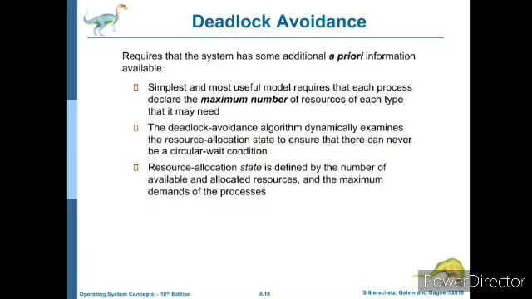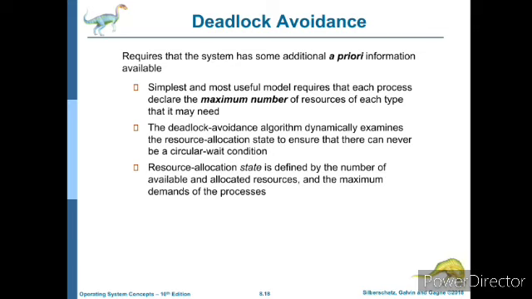Let's start with the topic deadlock avoidance. Deadlock avoidance is mainly used to avoid deadlocks, to ensure that the system never enters into a deadlock state. So this method requires additional information about how resources are to be requested, that is, the system should have some priority information available.